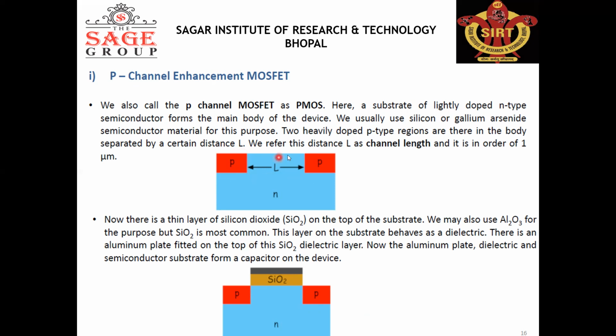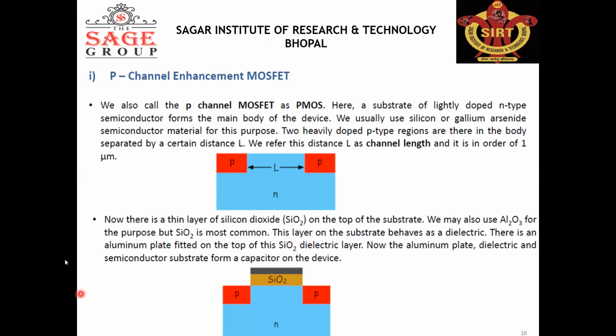After diffusing the P-type regions at a certain distance L, we grow a SiO2 layer between these two P regions and over the surface of the N-type substrate. There is a thin layer of silicon dioxide on top of the substrate. Instead of SiO2 we can also use Al2O3, but SiO2 is most common because it is a good dielectric. So this layer on the substrate behaves as a dielectric.